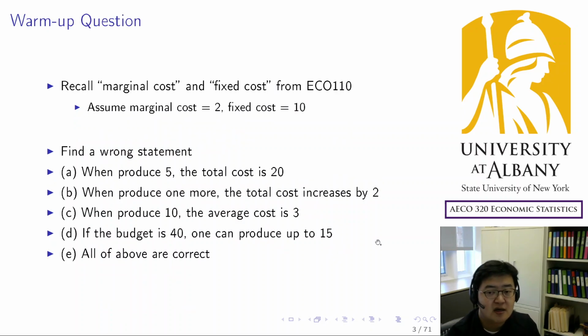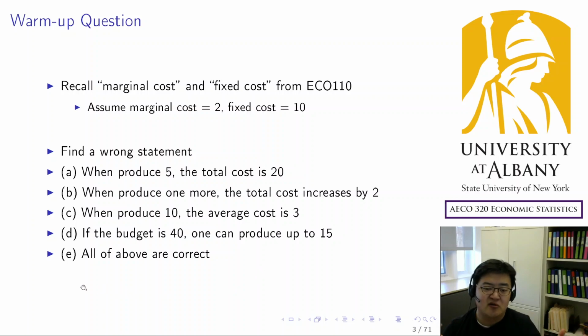So let me start with a pretty simple question. In the introductory course, you must have learned marginal cost and fixed cost, right? I believe you understand what they mean. So assume that when you make a smartphone, suppose that the fixed cost is 10 and the marginal cost is 2, right? Then among these 5 statements, find one that is wrong, or all of the above may be correct.